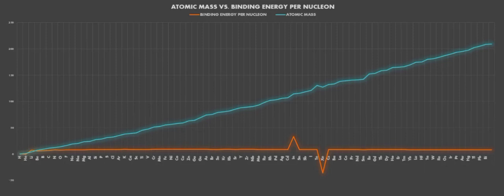If you notice, the values of atomic mass continuously increase, while the binding energy per nucleon sometimes increases or decreases. Remember that nuclei with lower atomic masses have lower binding energies per nucleon because they have fewer nucleons, while nuclei with higher atomic masses have lower binding energies per nucleon because the strong nuclear force becomes less effective at larger atomic masses, and the repulsive electromagnetic force becomes stronger.